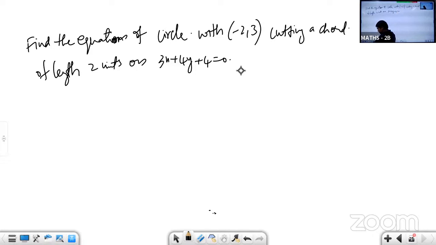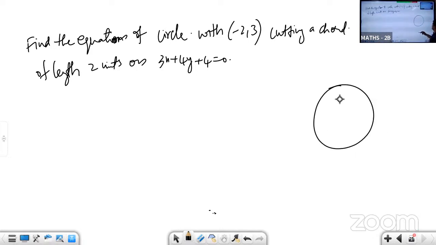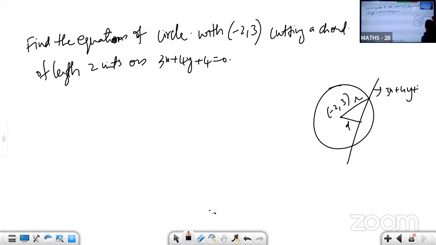Now see here. Suppose this is the circle which we are going to find, and this is a chord, and this is the center minus 2 comma 3. We don't know the radius now because I don't know the circle. But what I know is I can find D, because the center is there and the line equation is there, 3x plus 4y plus 4 equal to 0.